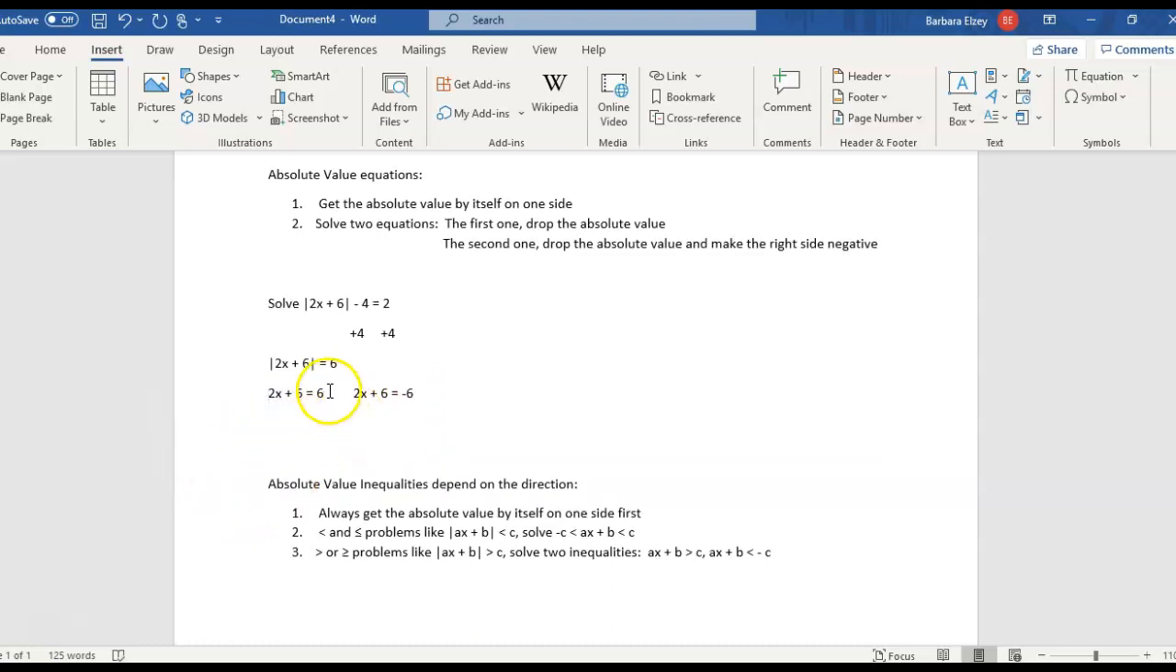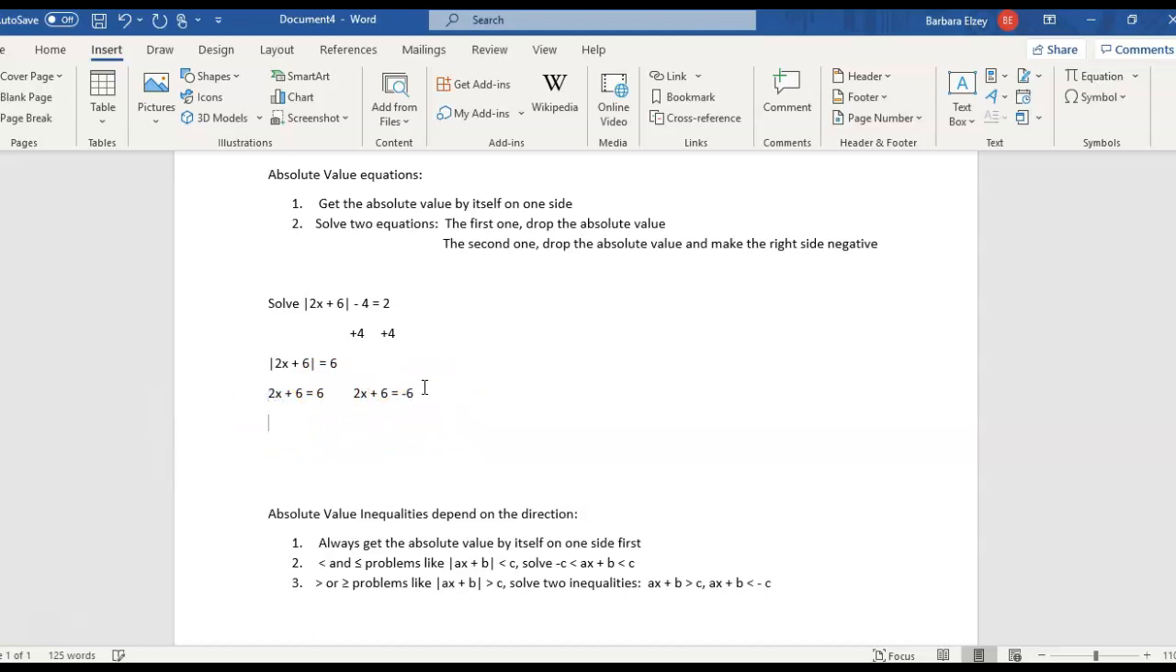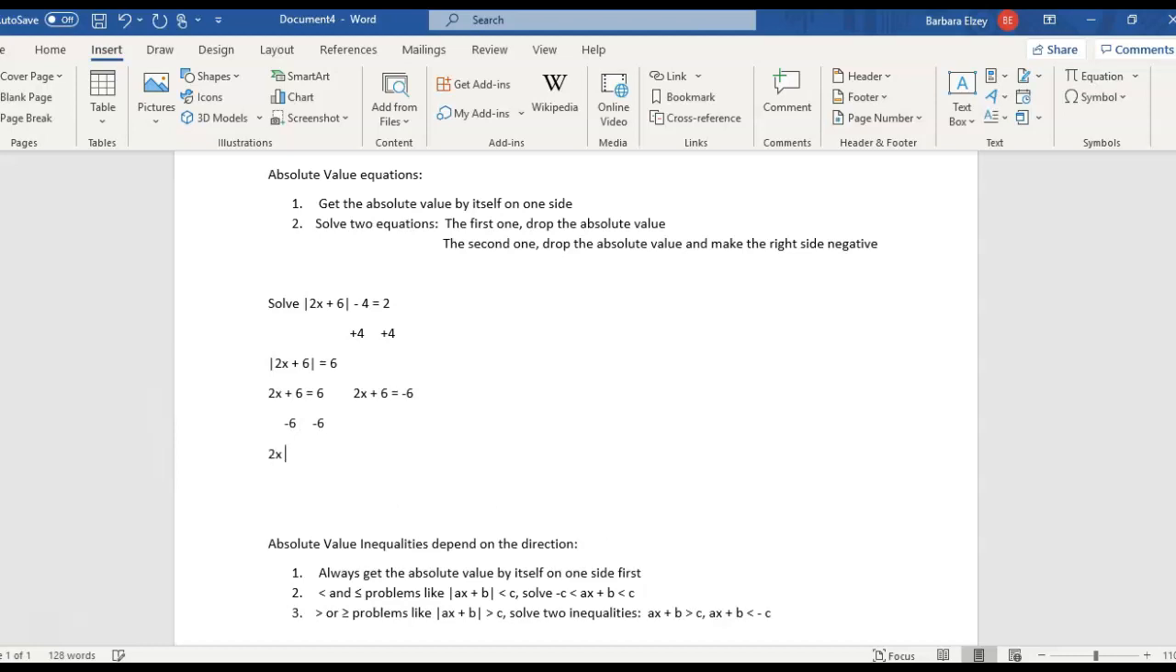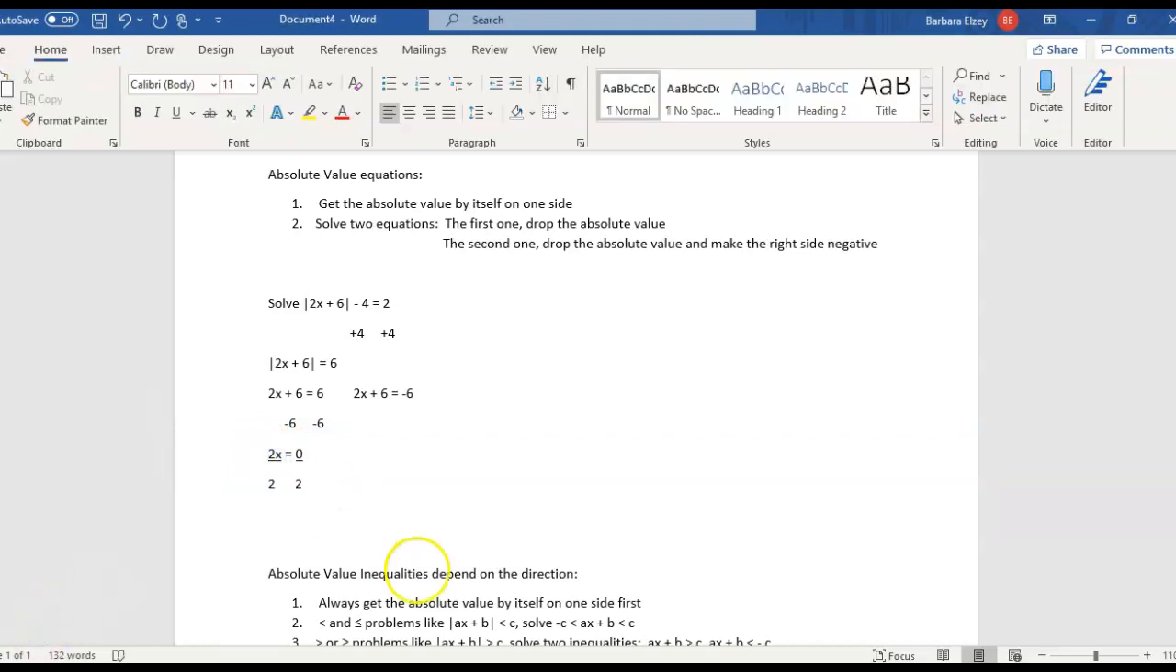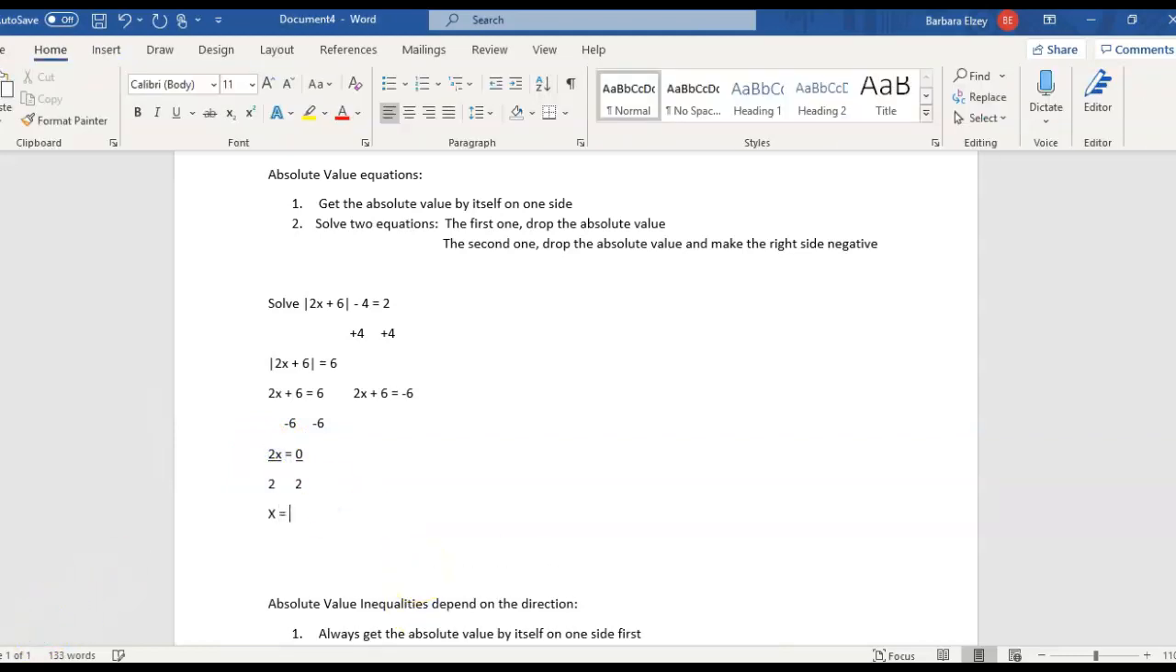So the first one, I'll just go over here, actually right there. I need to subtract 6 to start to get my x by itself. And that's going to give me 2x equals 0. 6 minus 6 will be 0. And then let's divide out our 2 that's still in front of x. But of course, 0 divided by 2 is still going to give us a solution of 0.